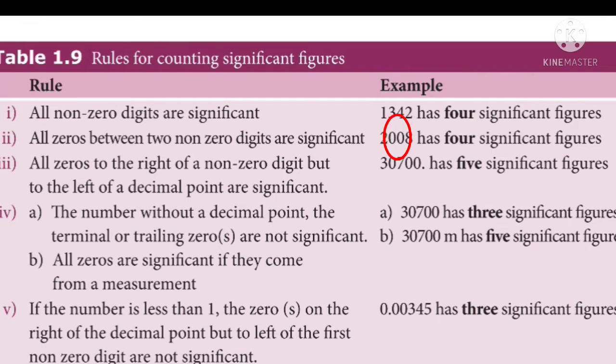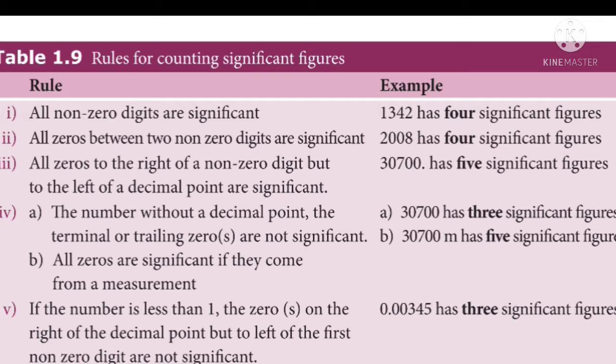Rule number 2. All zeros between two non-zero digits are significant. Example, 2008. It has 4 significant figures. Here the zeros in between the 2 and 8 are also considered significant figures. So the number 2008 has 4 significant figures.